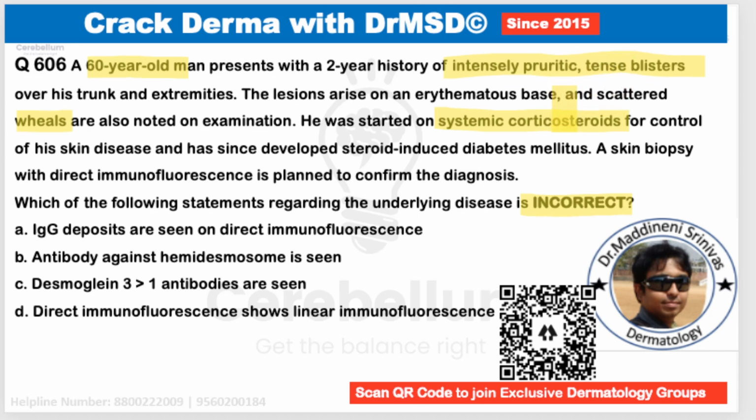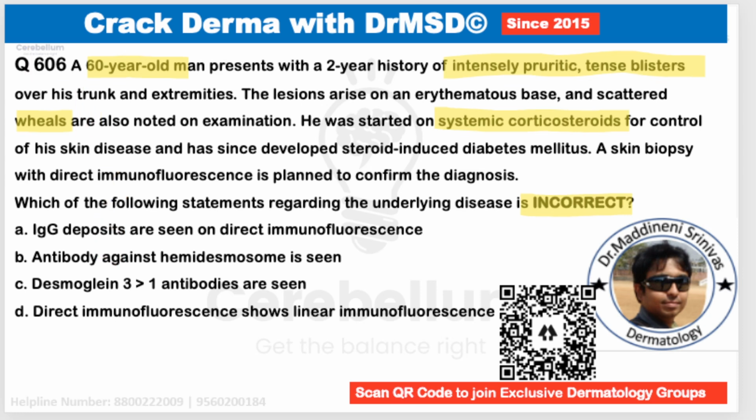And with that knowledge, let us see what are the options mentioned. IgG deposits are seen on direct immunofluorescence. This statement is correct. Antibodies are against hemidesmosome, that is bullous pemphigoid antigen 2 and bullous pemphigoid antigen 1. Absolutely correct. Direct immunofluorescence will show linear immunofluorescence. This is also absolutely correct. There will be linear deposits of IgG and C3 along the basement membrane zone or dermoepidermal junction.